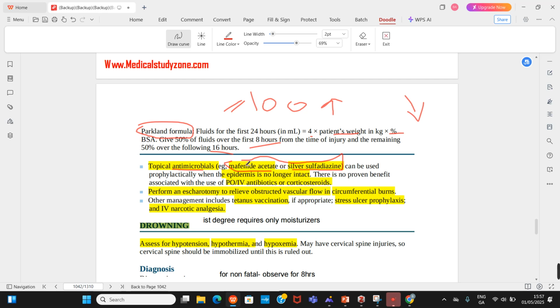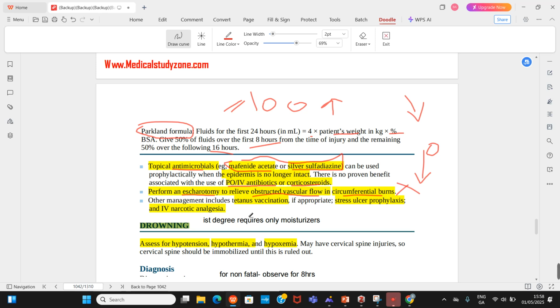So prophylactic antimicrobials, especially if somebody has superficial partial thickness and beyond, when there's damage to the epidermis. You might want to give mafenide or silver sulfadiazine. There's no proven benefit when you give oral or IV antibiotic or steroid. So just go and give mafenide or sulfadiazine. We have talked about escharotomy to relieve obstructed vascular flow in circumferential burn. Don't forget this. Very, very high yield.